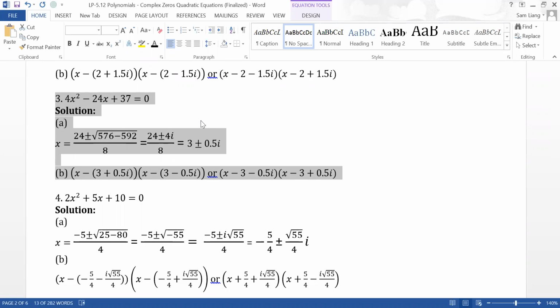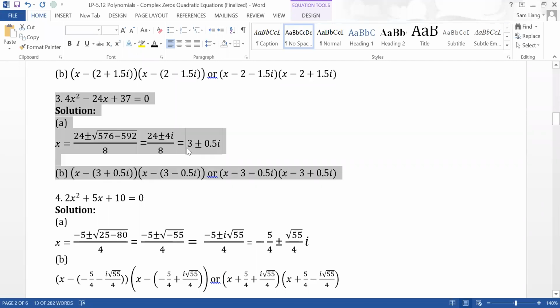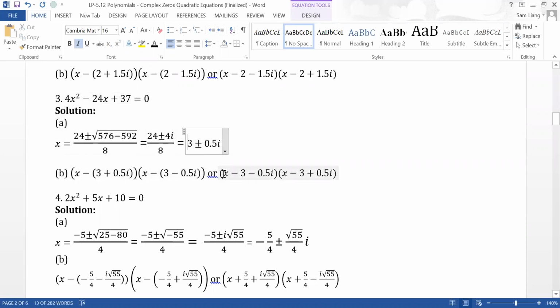And then we're going to put that into the factor form, which is just x minus 3 plus 0.5i times x minus 3 minus 0.5i, or you could distribute the signs in the parentheses, so you don't have two pairs of parentheses. All right, very nice. Thank you for that. So the final answer is 3 plus or minus 0.5i, and then the factors are x minus 3 minus 0.5i and x minus 3 plus 0.5i. Technically you can leave it like this also if you want. They're both correct.